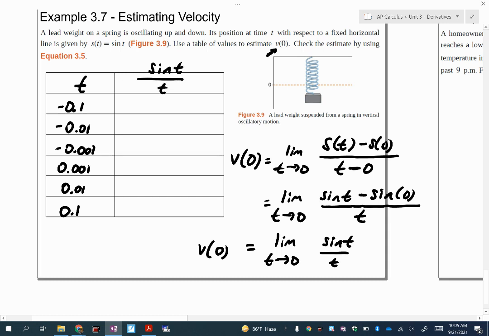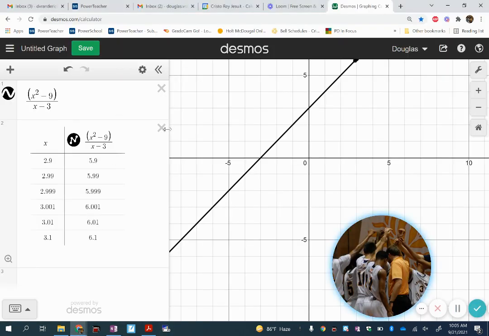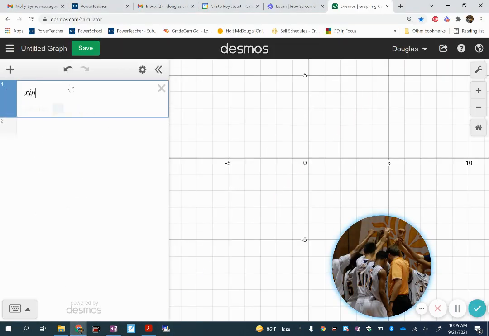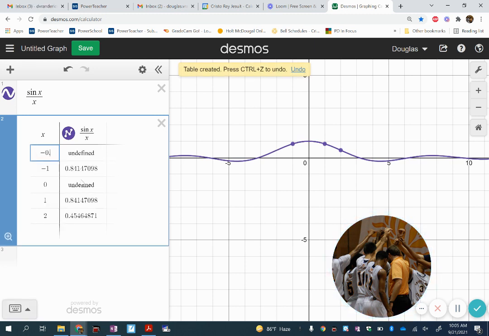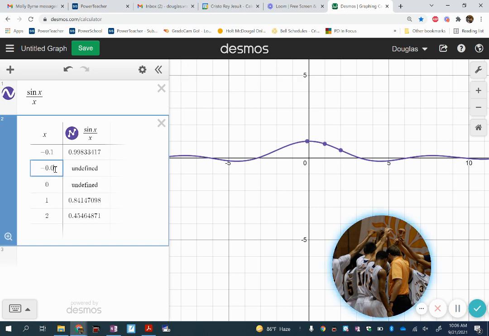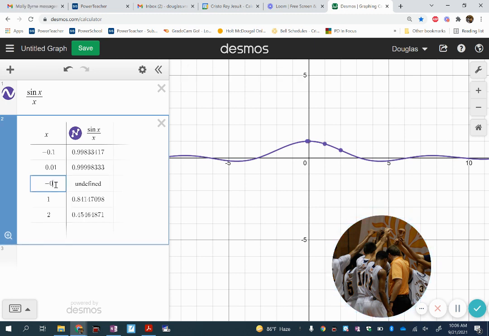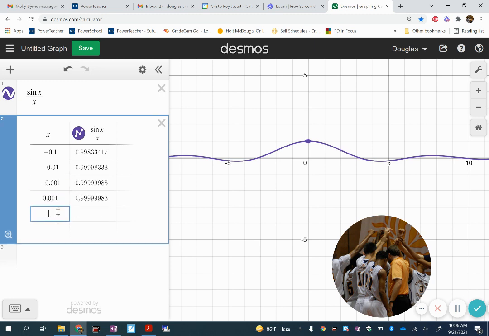Now when I use Desmos, I'm going to use x, but just so you know, it's very similar to what we did a few examples ago with Desmos and that table. So let's clear this one out. We have the sine of x over x. I want to duplicate it, make a table, with values that are getting closer to 0 and then just above 0. You should notice that as we approach from the left and from the right, we're getting closer to 1.